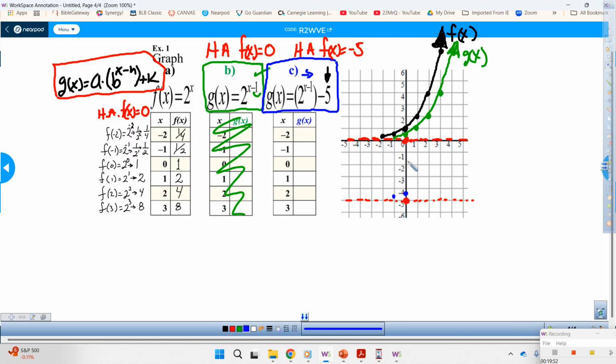This one, 1, 2, 3, 4, 5, 1 to the right. We repeat this for the remaining points, each 5 down and 1 to the right. And that's our new g of x.